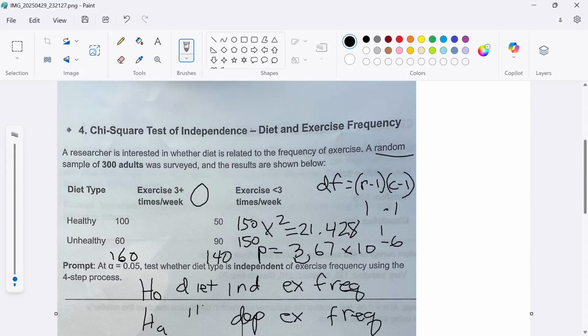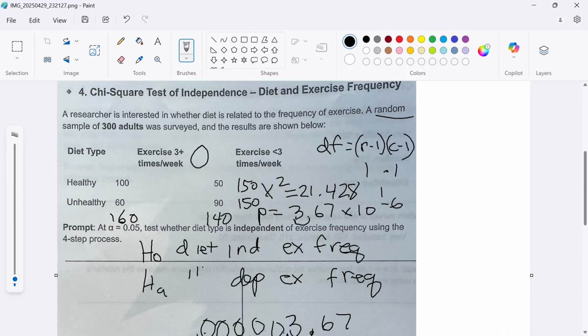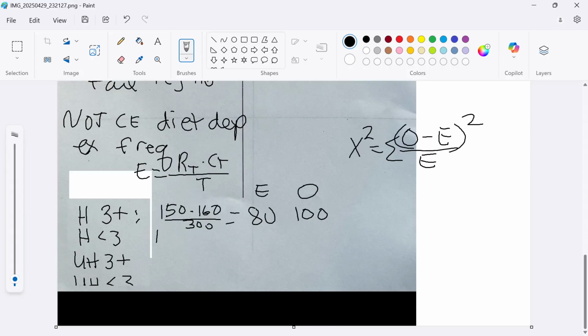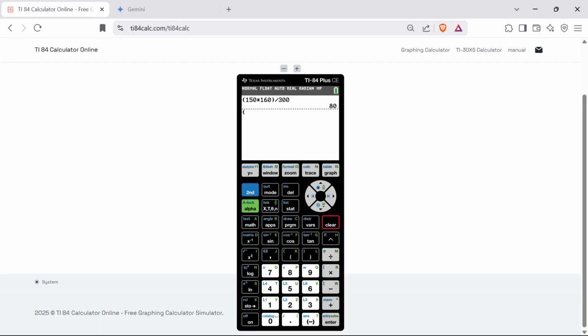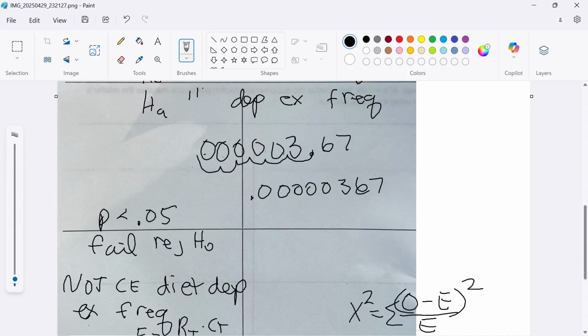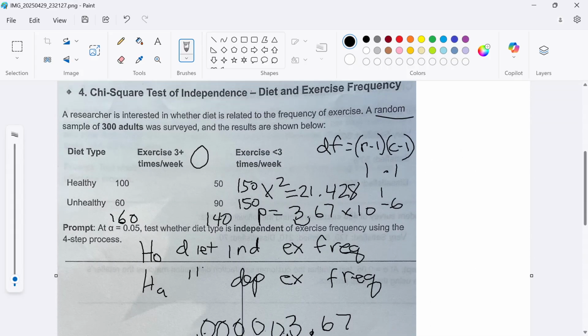For healthy and less than 3, the row total is 150, the column total is 140. So it's 150 times 140 divided by 300. I don't need parentheses there, I'm going to need it here. 150 times 140 divided by 300 comes out to 70. And the observed for healthy less than 3 is 50.